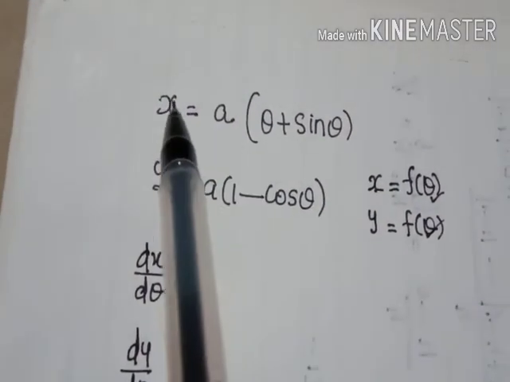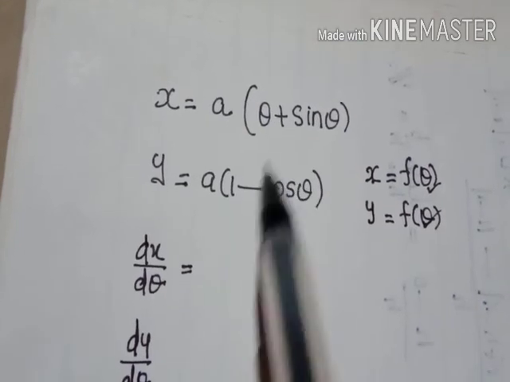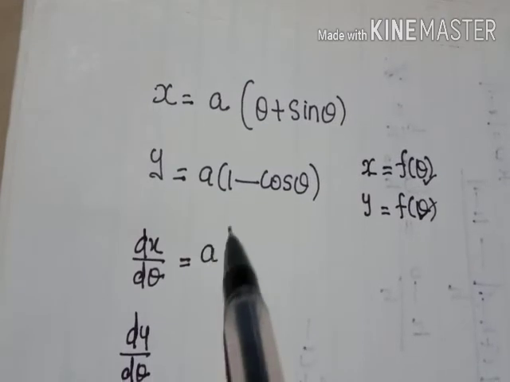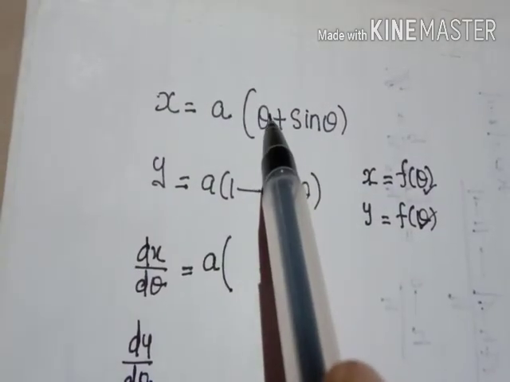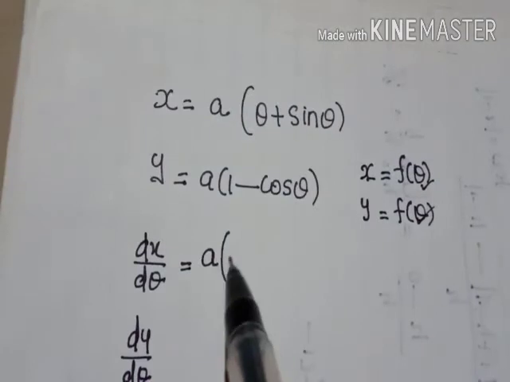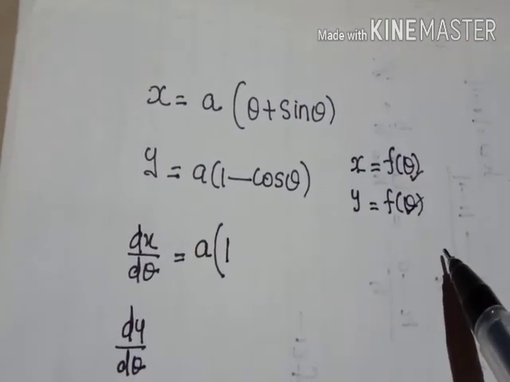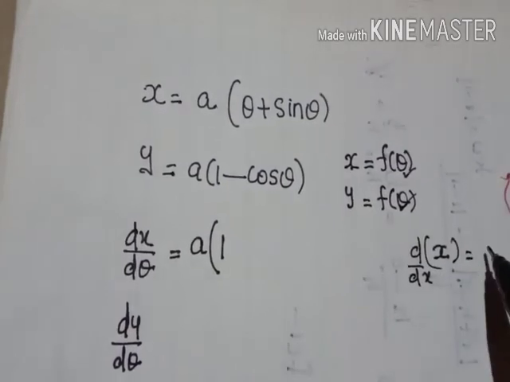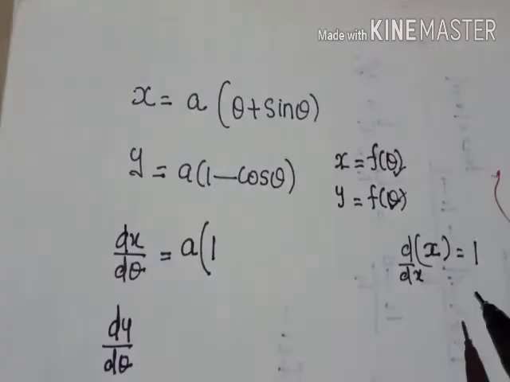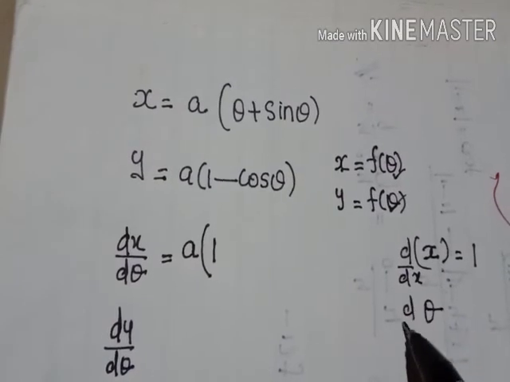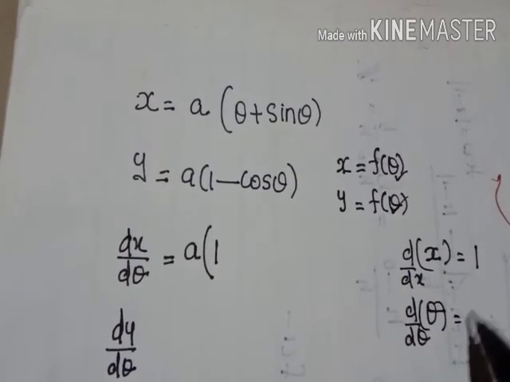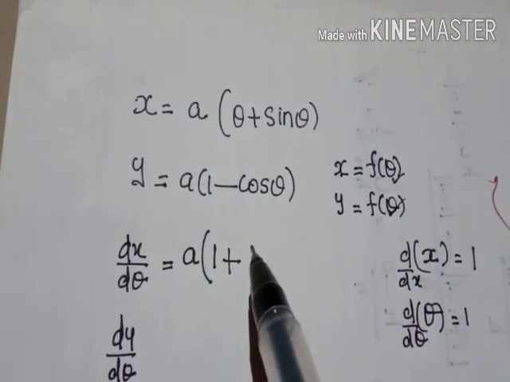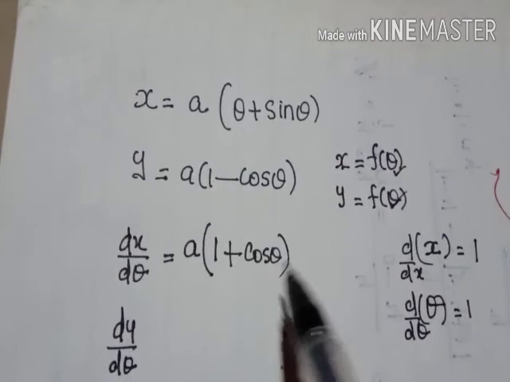So listen, x is a into theta plus sin theta. So what is its derivative? A is constant. So a into, with respect to theta, the derivative of theta is 1. Similarly, the derivative of theta with respect to theta is 1, plus the derivative of sin theta. The derivative of sin theta is cos theta.